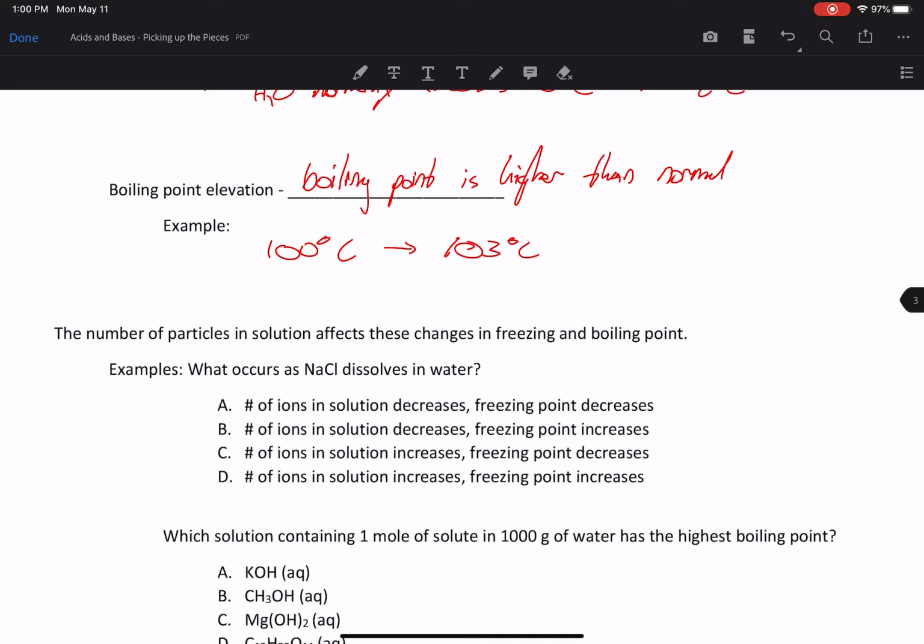So an example question here we have is, what occurs as sodium chloride dissolves in water? So this is an ionic compound, so it's going to break apart or dissociate into Na+ and Cl- ions. So right away, your number of ions are going to increase. So A and B, it's not going to be either one of those because the number of ions will increase. And the freezing point, because you're adding something to that water, the freezing point will become lower than what it normally is. So the answer to this one should be C.